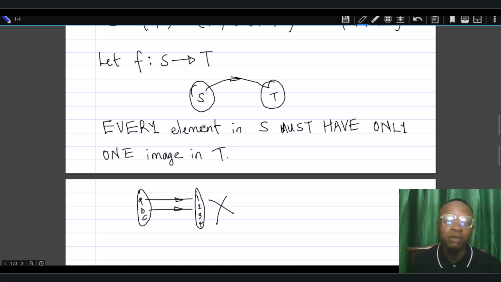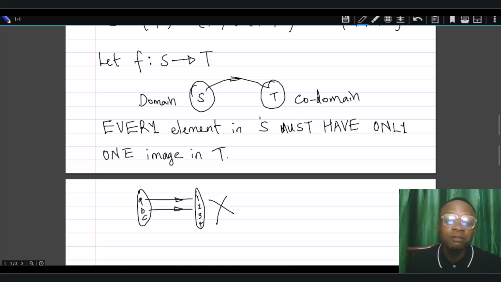That is some mapping, but it is not a function. For a function, every element in the domain must have only one image in the codomain. This is called the domain, the set from which we are taking the element, and the set to which we are mapping is called the codomain. So that is the idea.